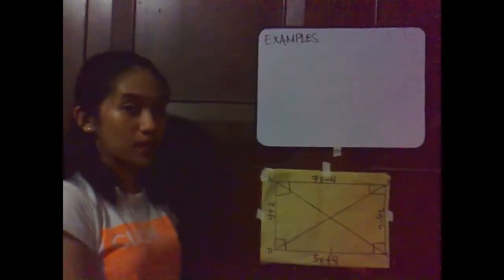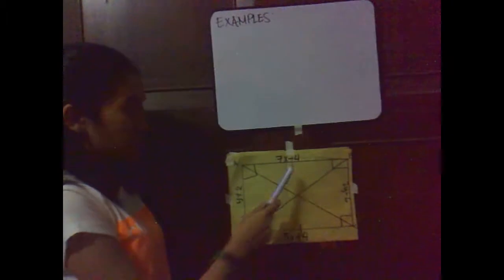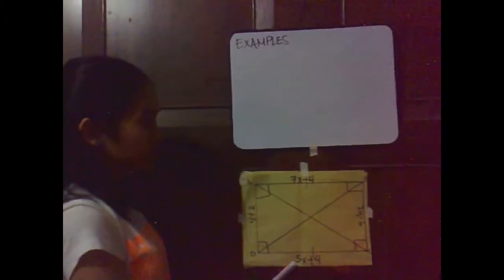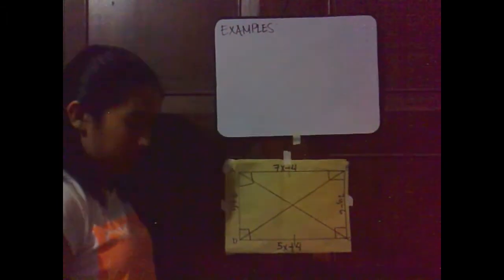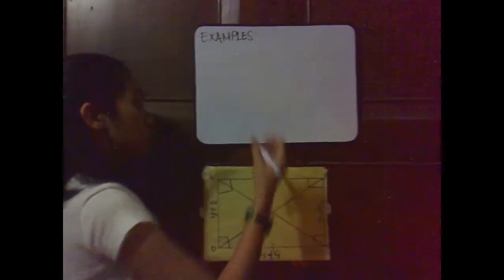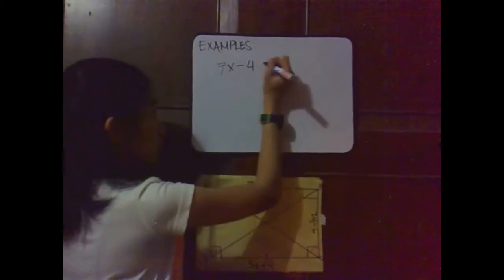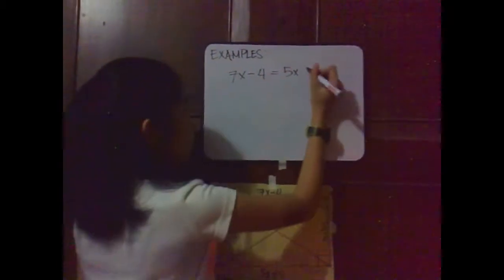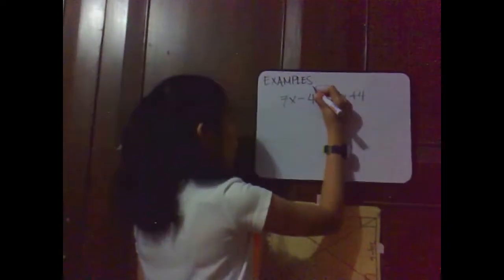Here is another example. Given a rectangle with given measurements of the sides, we are going to solve for x to see if these sides are congruent. So, 7x minus 4 is equal to 5x plus 4. Transpose 5x.